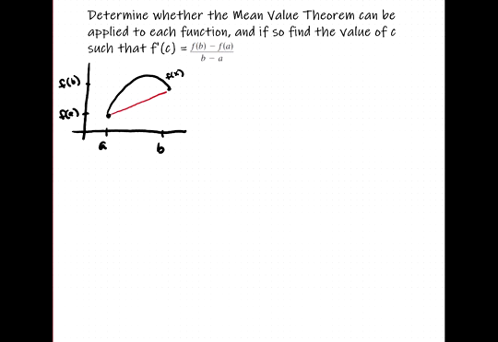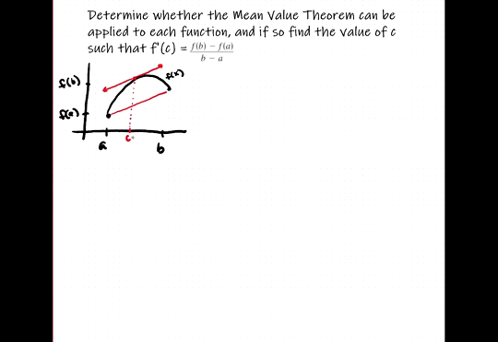Then somewhere inside this interval, a to b, it can't be one of the endpoints, but somewhere between the a and the b, there's another x value. We'll call it c. And at that x value, the slope of the tangent line is equal to the slope of the secant line. And in this case, looks like it's right about here.